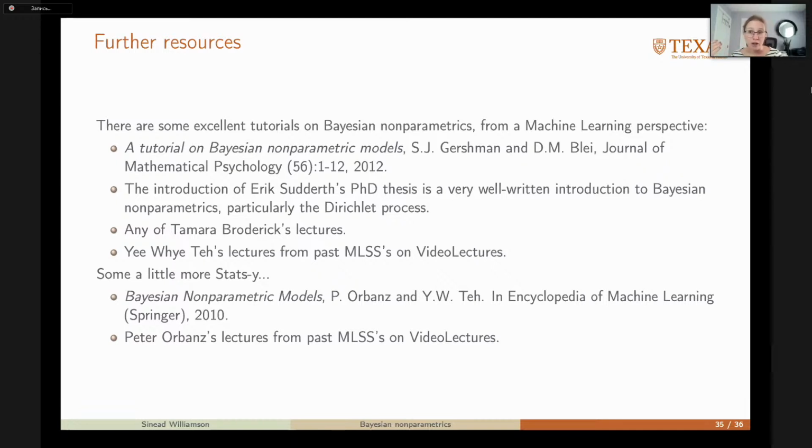There's a number of other resources from previous machine learning summer schools. So a little bit older, but I actually got into the field based on Y.W. Teh's lectures from machine learning summer schools, and I still think they're great. And then this tutorial by Sam Gershman and David Blei is a very nice Bayesian nonparametrics for non-statisticians introduction. It's in a psychology journal rather than a stats journal, so it's very much geared towards people who don't necessarily have a strong background.